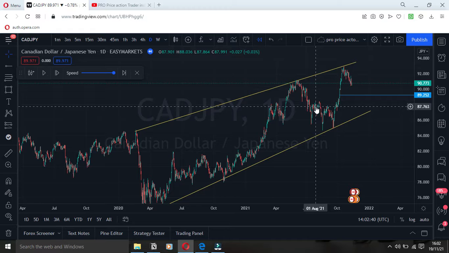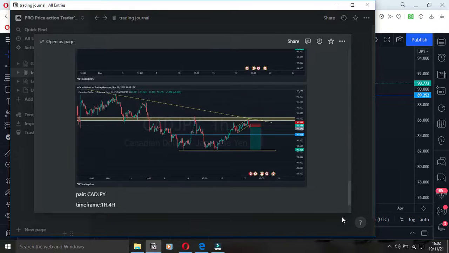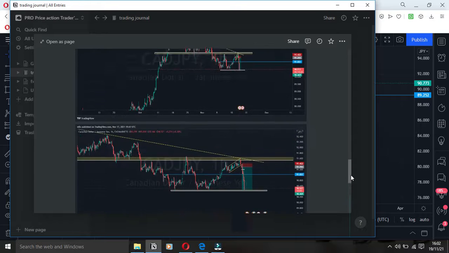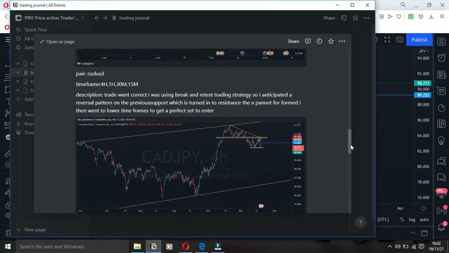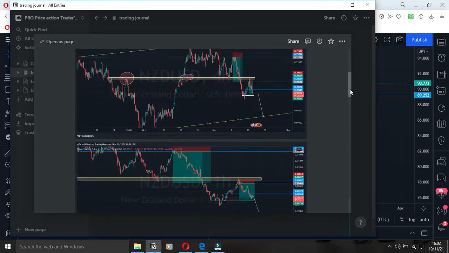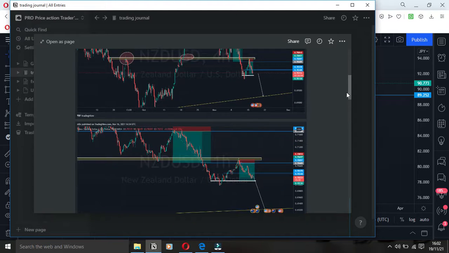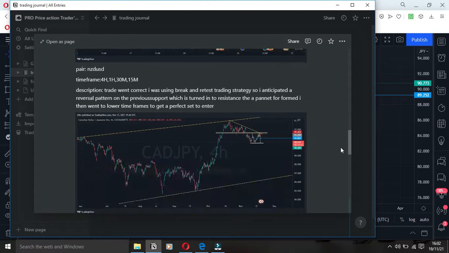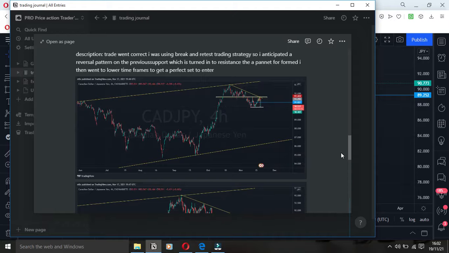I'm first going to show you the way I've documented my trade, where I document all my winning trades. These are the trades for this week. You can see I have documented each and every trade that I've traded this week. So let's move to CADJPY. This is the trade that I took 4 days ago.